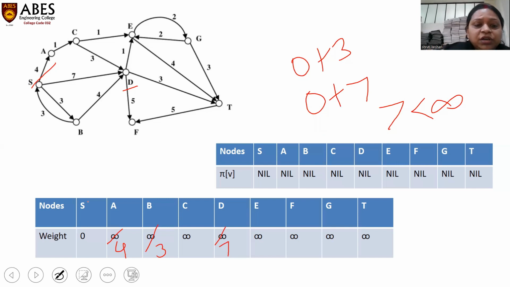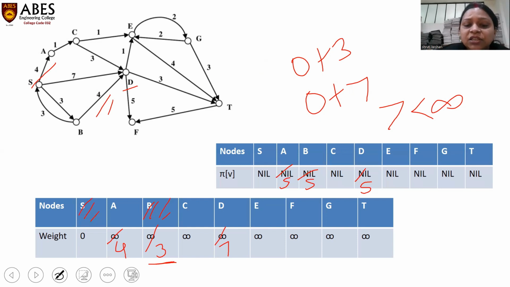Now S is already visited. Put the parent of A, B, and D as S. Now again, which one has the lowest value? Among A, B, C, D, E, F, G, T, B contains the minimum value. Now choose B, visit B, and check all the adjacent nodes. There are two edges starting from B, one from B to D and the second from B to S. As S is already visited, there is no need to go for that. Just check the value from B to D.